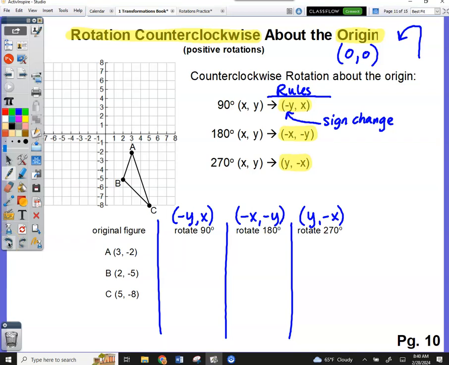And then, so this would be 3, negative 2. If I change the sign of y, I would have 3, 2. And then I want you to imagine the y picking up and shifting to the front. So I would have 2, 3.